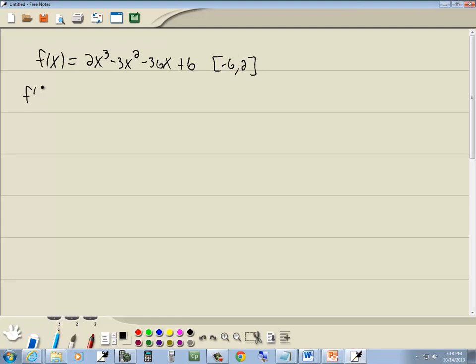Well, first thing we need to do is find our derivative. So all of these are x to a power, so they're all the same way. Take your power, put it out in front, lower it by 1. Minus 3, take your power, put it out in front, lower it by 1. Minus, and then 36x becomes just 36, and 6 drops away. So that gives us 6x squared minus 6x minus 36 equal to 0.